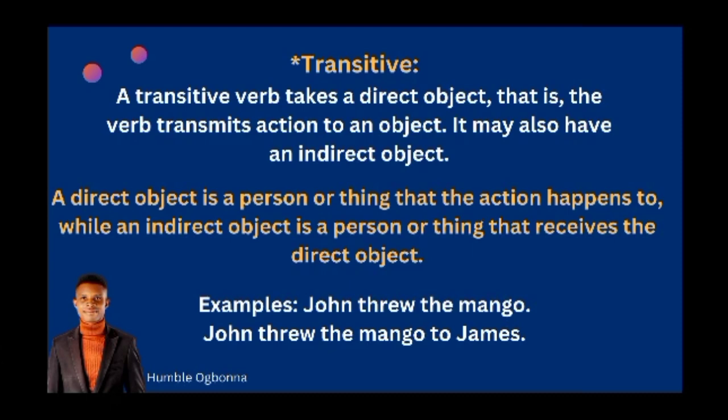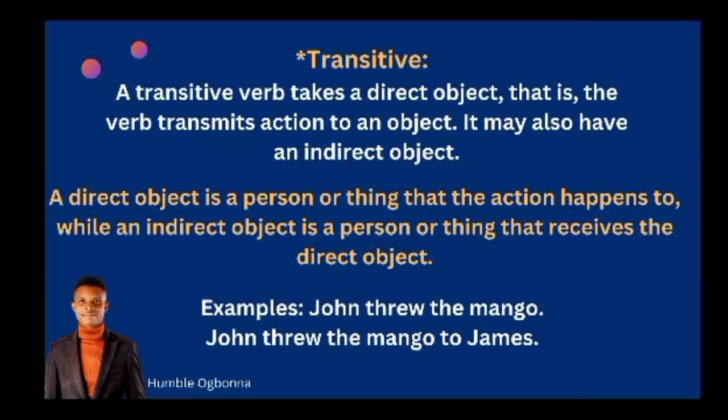A direct object is a person or thing that the action happens to. John slapped Tunde. John is the one performing the action. Slapped is the action. Tunde in that sentence is the direct object. While an indirect object is a person or thing that receives the direct object. The action is not being performed exactly or directly on this indirect object, but it is there to receive the direct object. The following examples will explain it further.